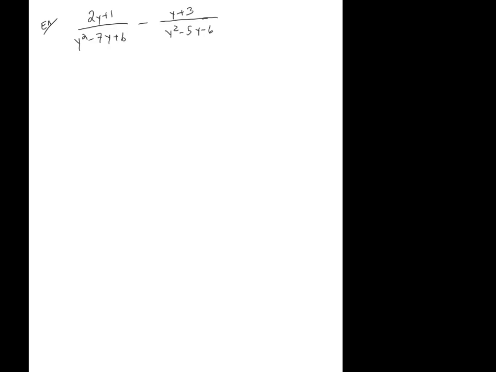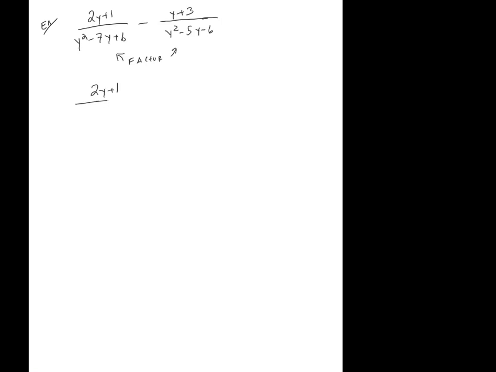All right, so notice here a rational expression minus a rational expression. Notice that they both have different denominators. What do you think would be a good idea to do first here? Factor out the denominators. Great job. Let's go ahead and factor, and notice that you should be able to factor both of them.